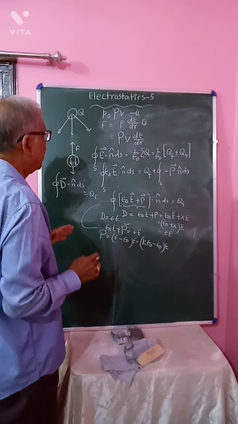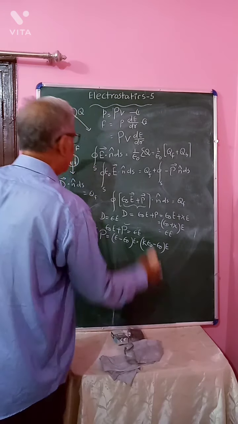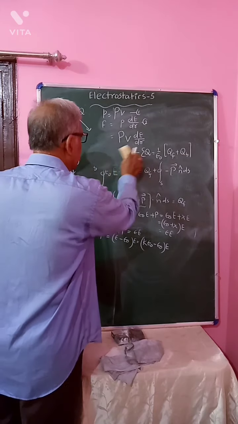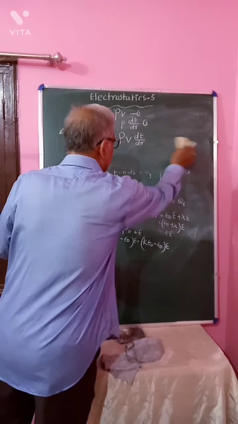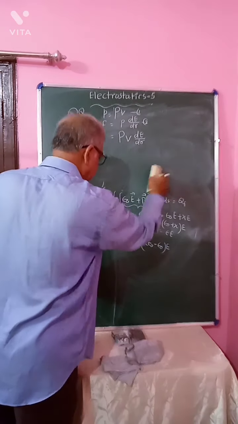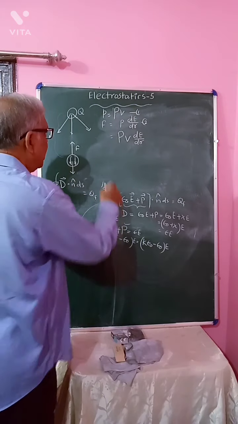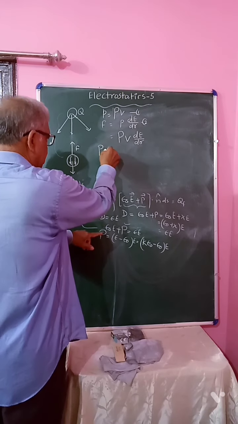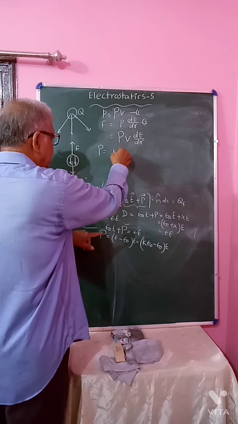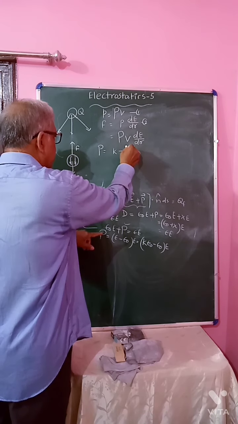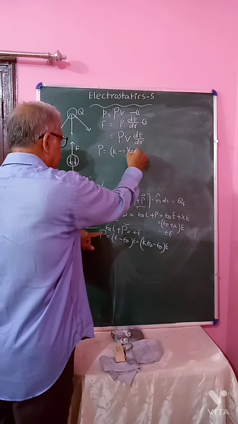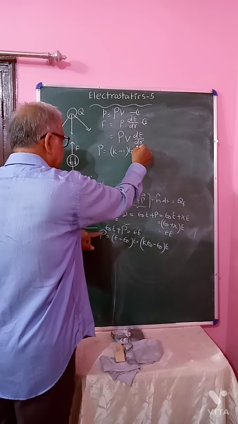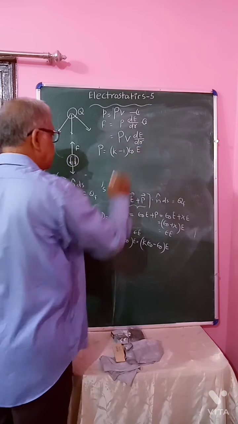Now the third working formula is that polarization relates to intensity of electric field, that is equal to K minus 1 times epsilon 0, the permittivity of free space, into intensity of electric field.